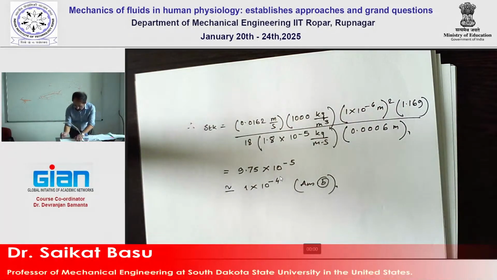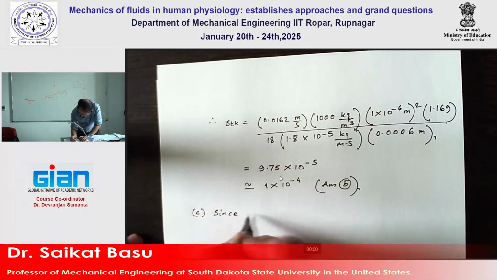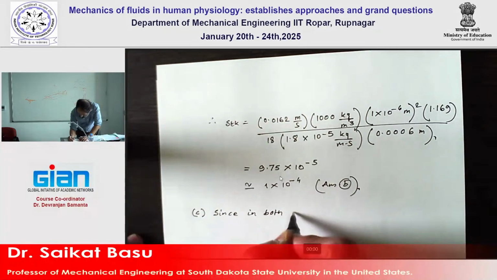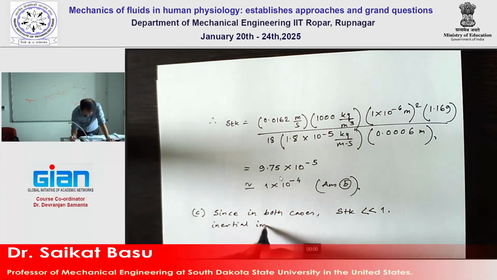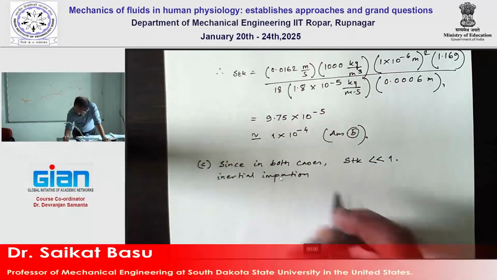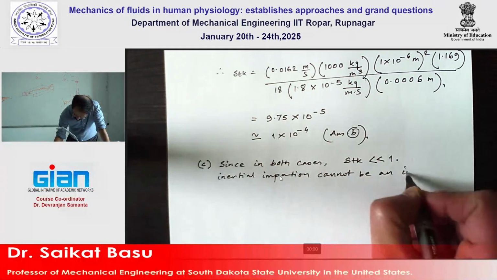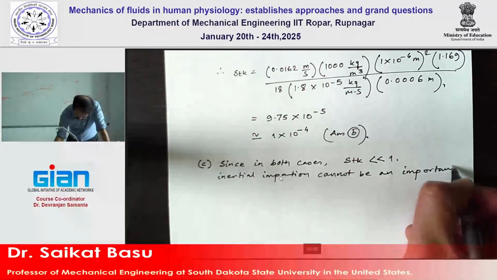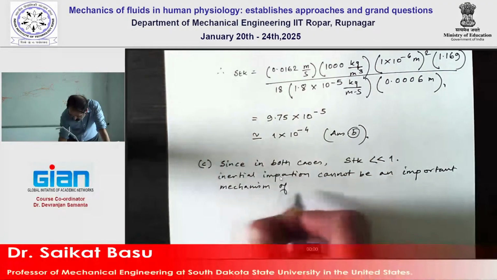So let me write down the statement for part C. Since in both cases the Stokes number is much smaller than 1, therefore inertial impaction cannot be an important mechanism of local deposition.